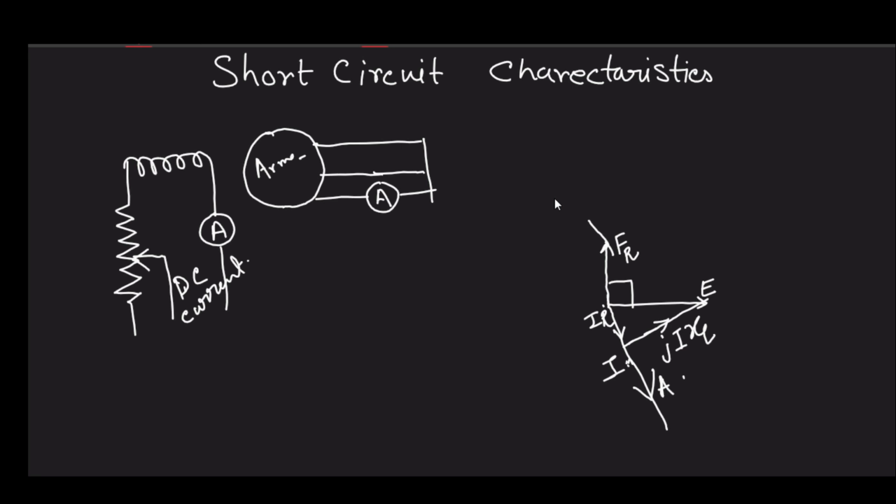Then we need to add minus A with this, and if we add, we will get the result. And obviously you can draw a proportional E naught here, there is no harm. You can draw E naught here, and then you join them to find jIXa.